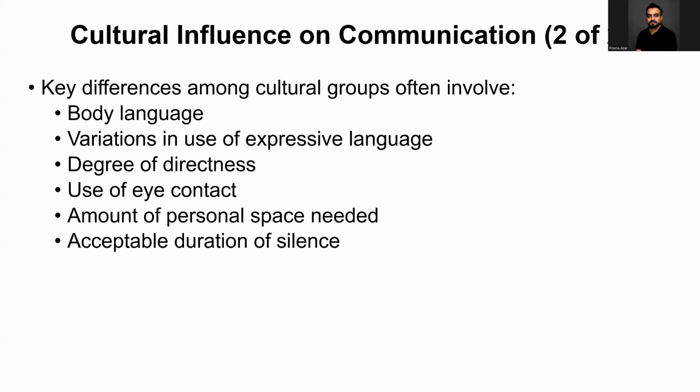Use of eye contact. For example, in Middle Eastern countries, making eye contact sometimes conveys the meaning of being rude. But in the US, in American culture, it's not like that. And also remember, when we are talking about cultural groups, we are not talking about just countries. Within a state or within a county, we can have different cultural groups, and they can have different body language, degree of directness, use of eye contact, amount of personal space needed, and acceptable duration of silence. These are the key differences among culture groups.